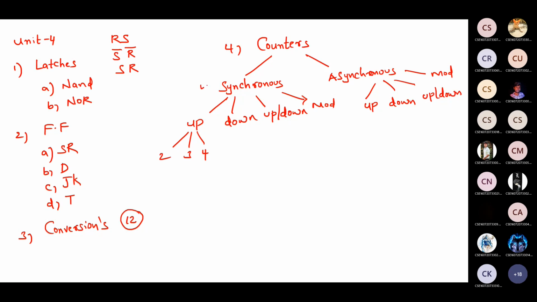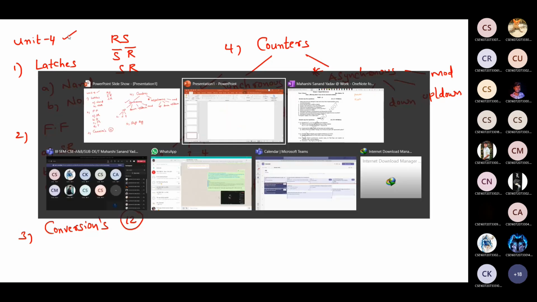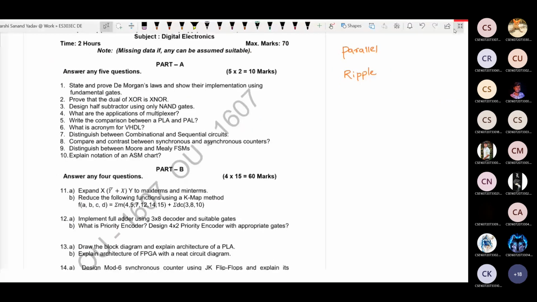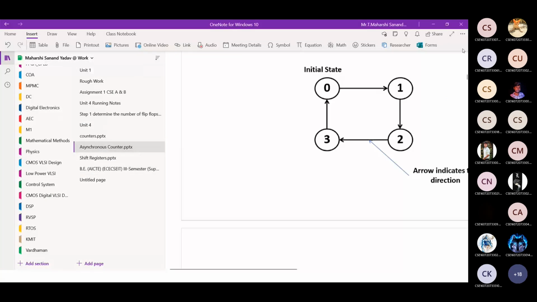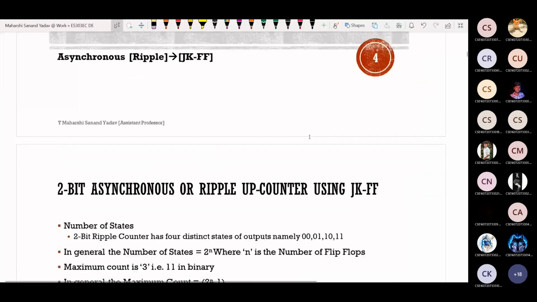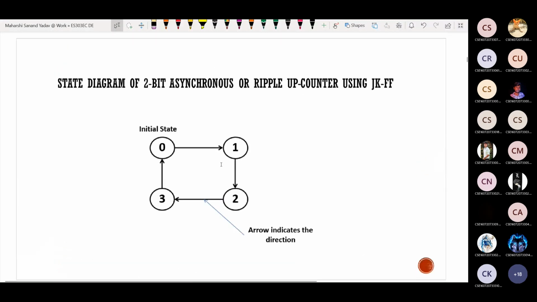So completely we did synchronous. We have completed up, down, and modulus. Now let us try to understand asynchronous. After this, one more topic is left, which is called shift register. So today we shall try to finish asynchronous followed by shift register so that unit 4 will be done. So already we know that asynchronous means we apply clock only to the first flip-flop, whereas the output of the first one will act as clock for the next one. So directly I am going to the problem.